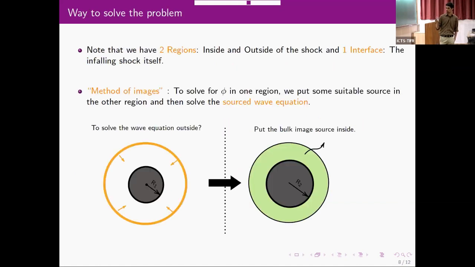As I've already mentioned, this background geometry has two regions, one inside the shock and another outside the shock. And there is one interface, which is the shock itself. So it seems natural that the way to solve this wave equation is to use the method of images, because there are two regions and one interface. So the idea is this: if you want to solve the wave equation outside the shock, you need to put some source inside the shock, and then you can solve it. So the free wave equation becomes the source wave equation, but the shock is on. If you want to find the solution outside the shock, you need to put some sources inside the shock.